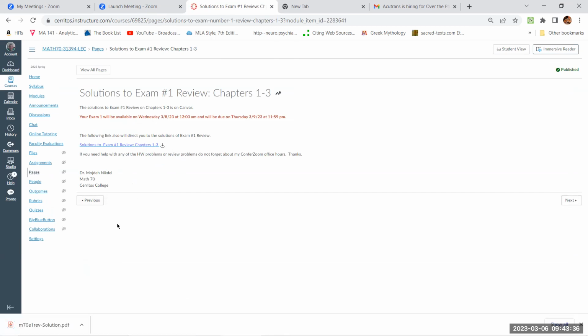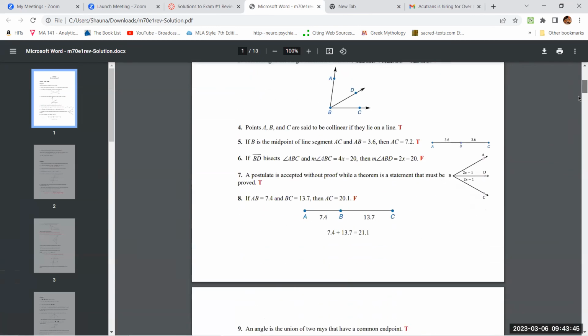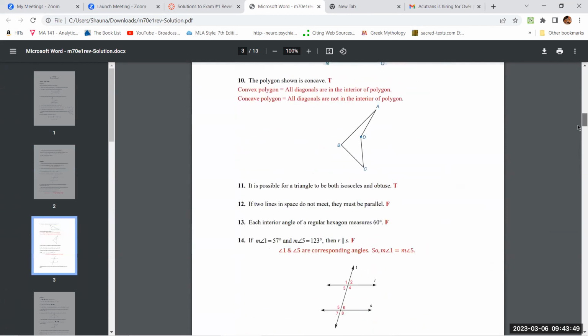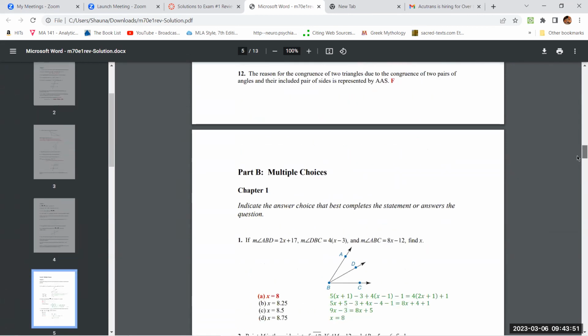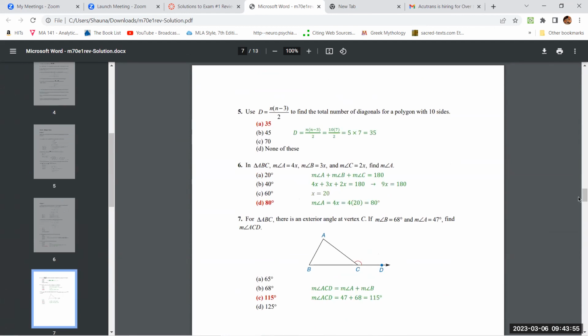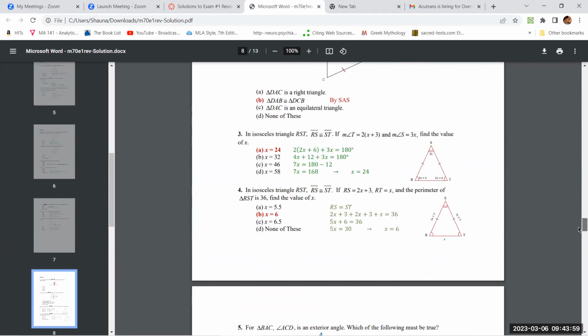And here's your exam 1 solutions. So you're gonna have true, false. You're gonna have some calculations with fill in the blank, and then you're also gonna have probably a couple of proofs or two to work on.